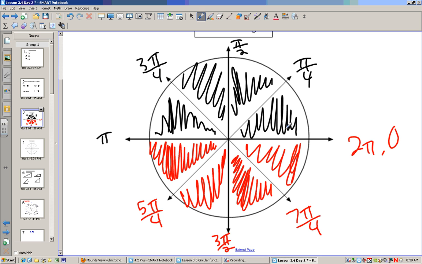Now notice on the top, that black part makes up 1 pi, and this red part makes up another pi. So going around a circle is 2 pi. There's 1 pi on top and 1 pi on the bottom.